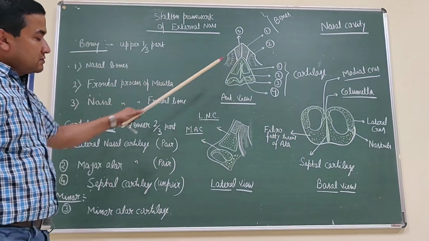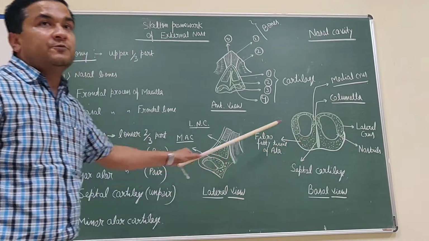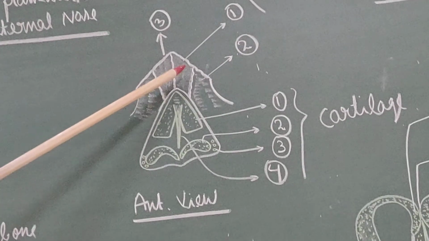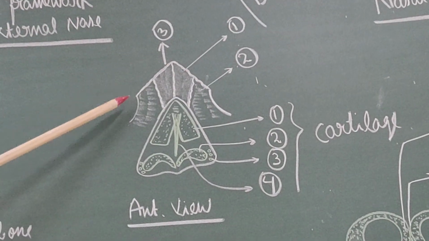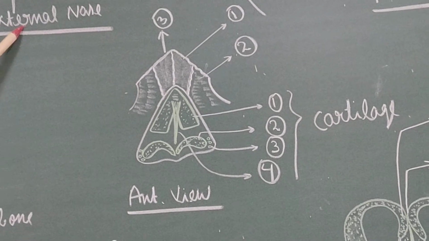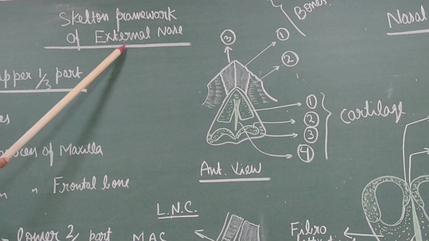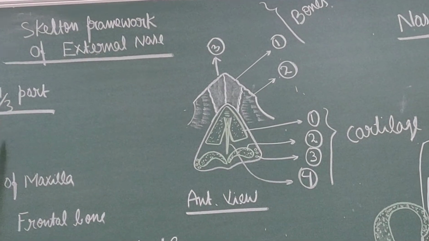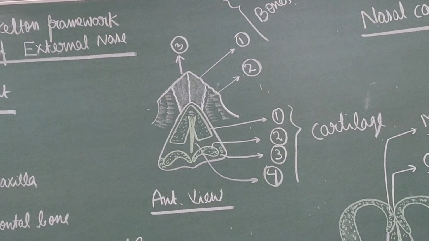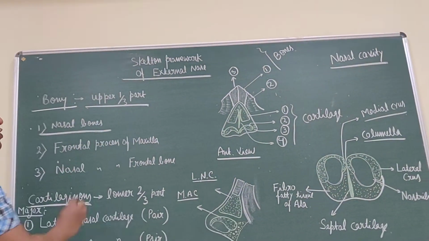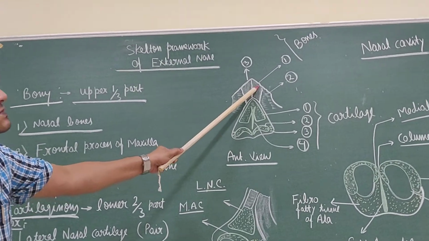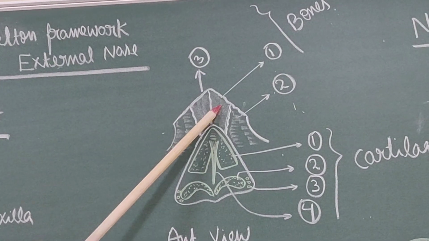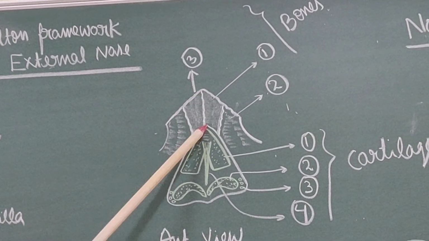This is the anterior view, lateral view, and this is the basal view. Now the bony part, upper 1/3 part of the external nose is formed by the bones. The bones that participate in the formation of the skeleton framework are the nasal bones. Number one, it is the nasal bone. There are two nasal bones. They are united by the sutures.